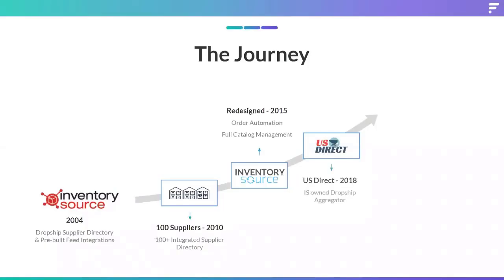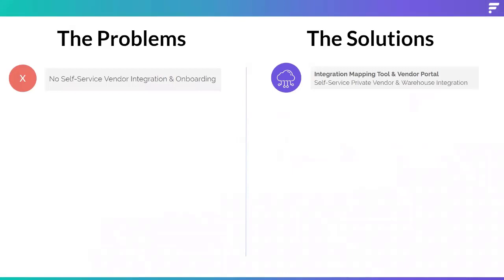Our parent company, Inventory Source, was founded in 2004. Initially, we existed as a dropship supplier directory providing pre-built feed integrations. In 2015, we hired a new managing director who's now our CEO, and a bunch of new developers, really focused on the order automation and catalog management tools within the Inventory Source platform, which led to US Direct in 2018, our sister company, and Flxpoint in 2019, which is really the result of a lot of the challenges that we saw our customers facing over those first 15 years.